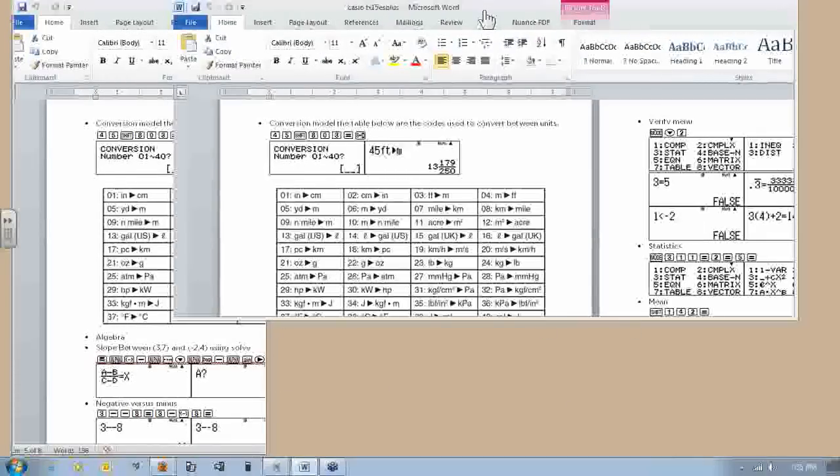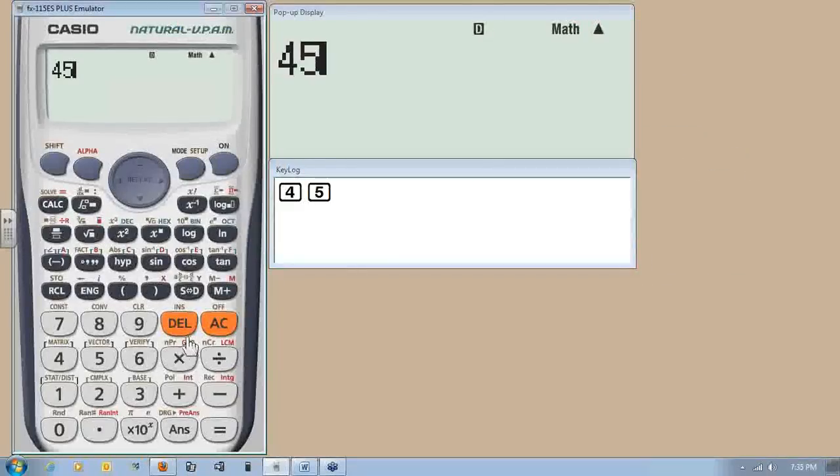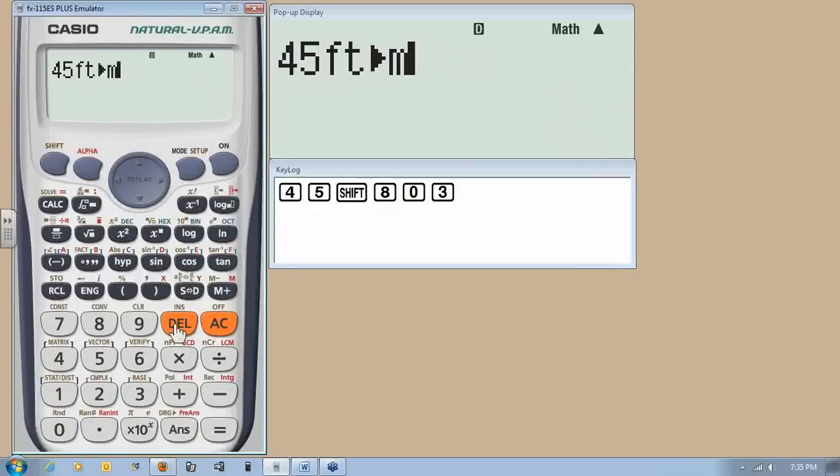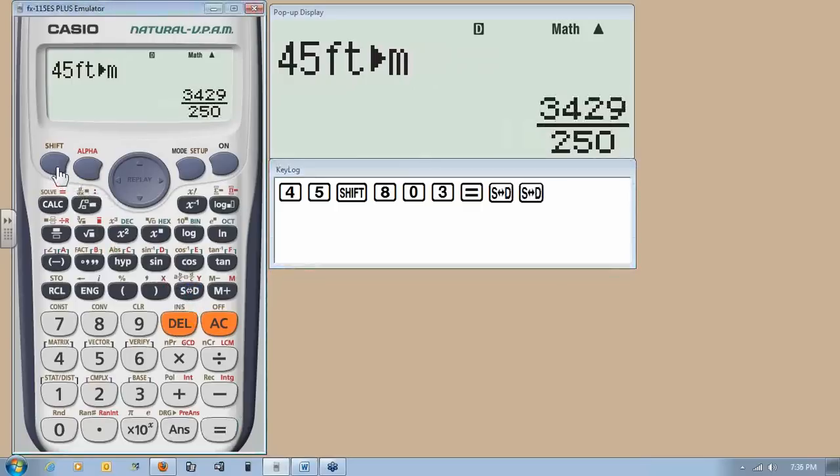So if I wanted to take something like 45 feet and convert that to meters, what I do is type in 45. I want to find something that says convert. Above the number 8, it says convert. So I'm going to press Shift 8. This is where you need to know what each one of these is, or you have to have it as a reference. So as my reference, I'm looking at my reference here. It says 0.3 will convert from feet to meters. So that's the one I want. There it is again. Source to decimal. We'll change it back. Shift source to decimal gives me a mixed number.